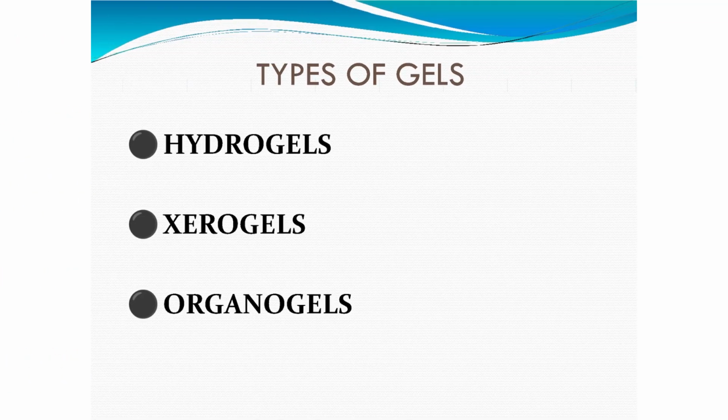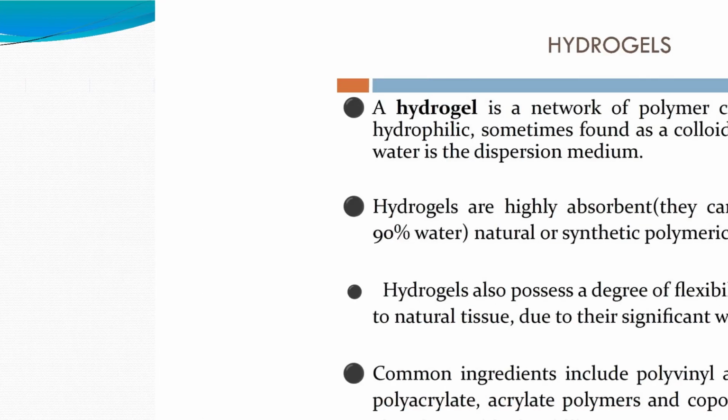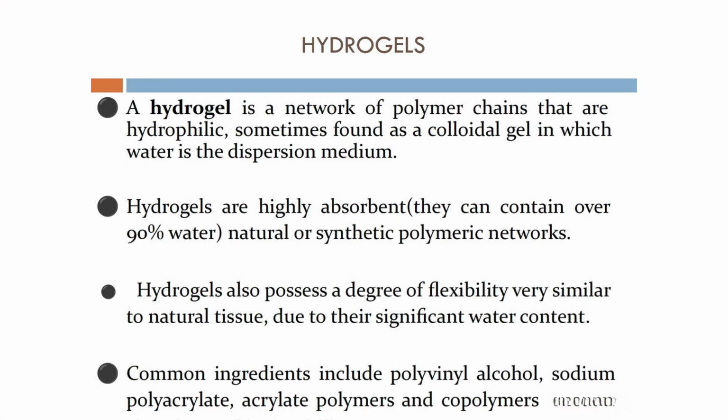Next up, we explore the different types of gels. The main types we'll discuss are hydrogels, xerogels, and organogels. Let's understand hydrogels first. A hydrogel is a network of polymer chains that are hydrophilic. You can think of it as a colloidal gel, where water is the main dispersion medium. Hydrogels are highly absorbent natural or synthetic polymeric networks. They can contain over 90% water.